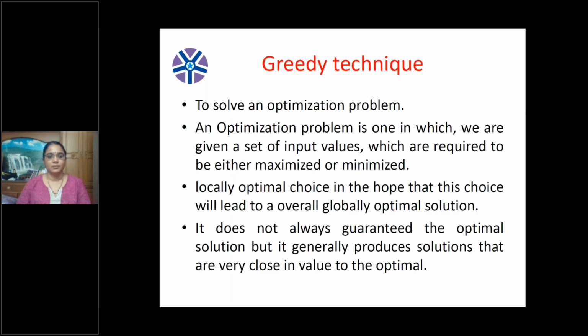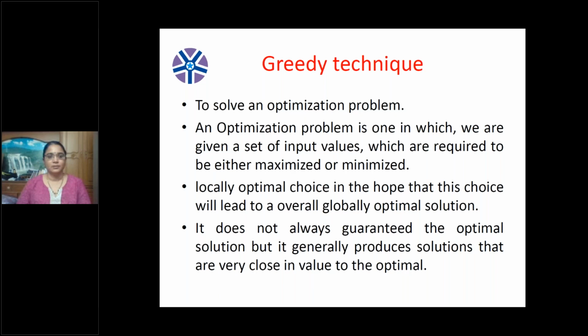Next one is the greedy technique. This is the second method. What does the greedy technique mean? It is used to solve an optimization problem. Here, by using the greedy technique, we solve the optimization problem. What is this optimization problem? An optimization problem might be a minimization or maximization problem. In some cases, it will be a minimum value. In some cases, it will be a maximum value.